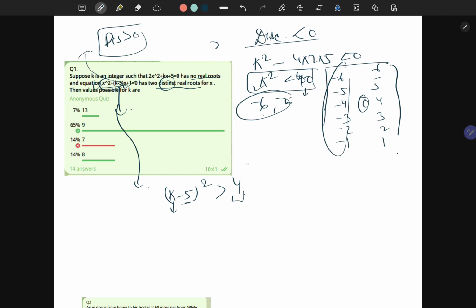Now if we take 1, 1 minus 5 is 4 square, 4 square is greater than 4, possible. If we take 2, 2 minus 5 is 3 square, 9, possible. If we take 3, 3 minus 5 is 2 square, 2 square greater than 4, 4 greater than 4, no, not possible. Later on these values won't satisfy, so these all are gone. So how many values? 6 over here, 7, 8, 9. So 9 is the answer to this question. That's it.